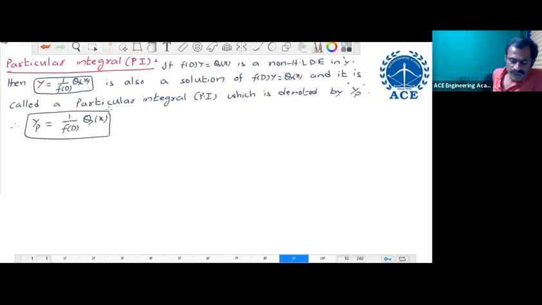For the evaluation of this, we have many methods. Actually we have the general method, but before writing the general method, we have the shortcut methods based on Q of x function. So based on Q of x function, we are dividing all the methods into 5 methods, totally 5 methods, covering all the different functions.